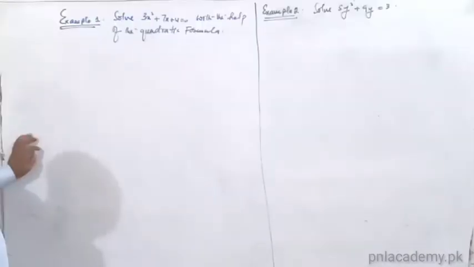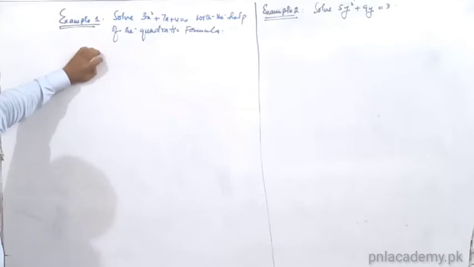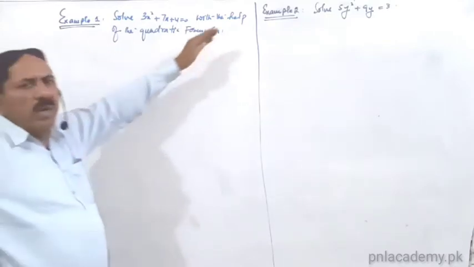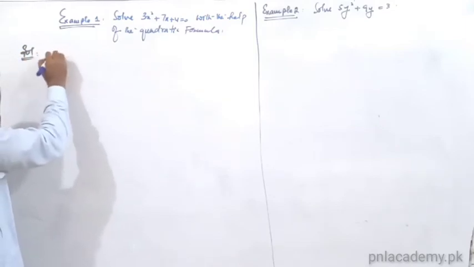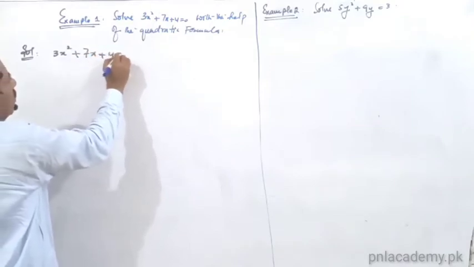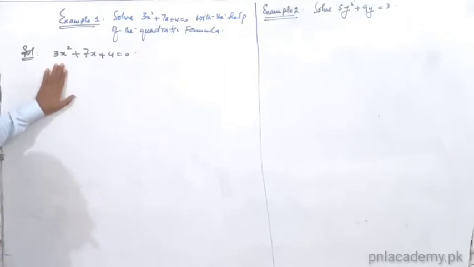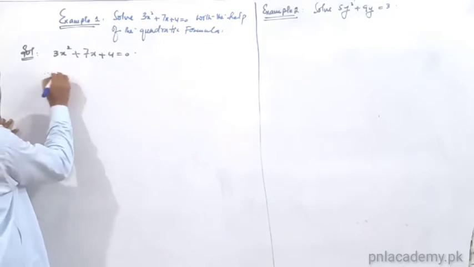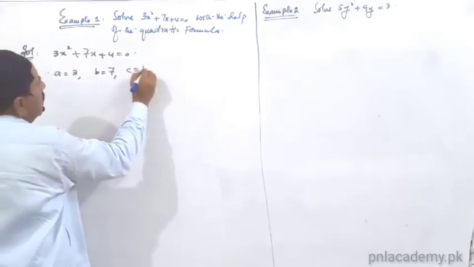Okay. Now, examples related to the quadratic formula means we have to solve these problems with the help of the quadratic formula. Solution: we have to solve 3x square plus 7x plus 4 is equal to 0. If you make the relation of this equation with respect to the general quadratic equation, so here A is equal to 3, B is equal to 7, C is equal to 4.